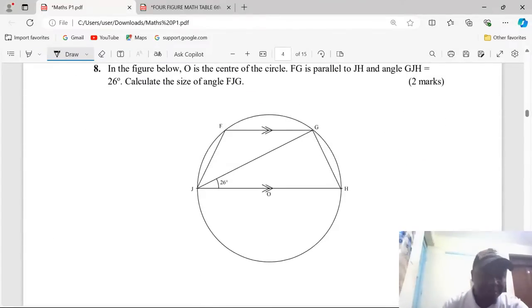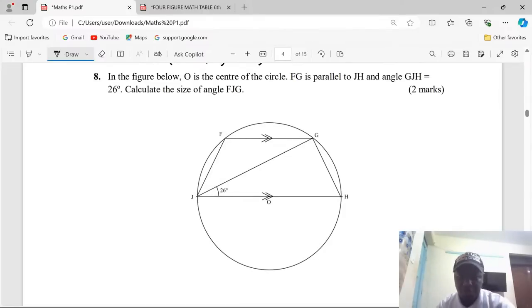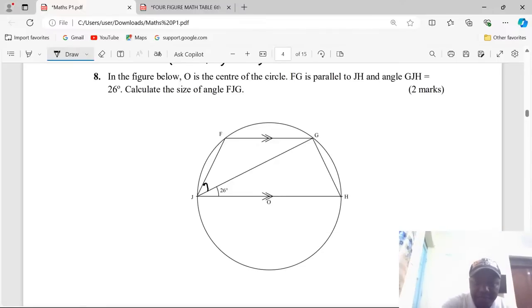Okay, we continue. Number 8. This is on angle properties. We are told that in the figure below, O is the center of the circle. Then FG is parallel to JH, as you can see, there are some arrows there to indicate that the lines are parallel to one another. And angle GJH is already indicated as 26. Calculate the size of the angle FJG.